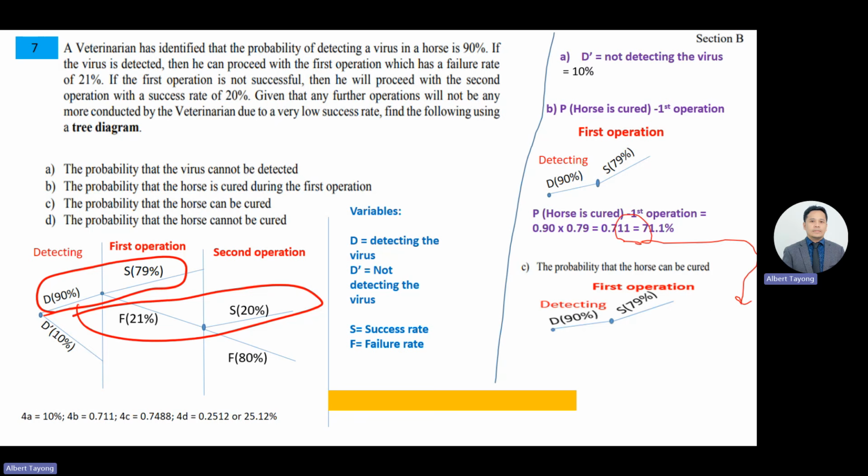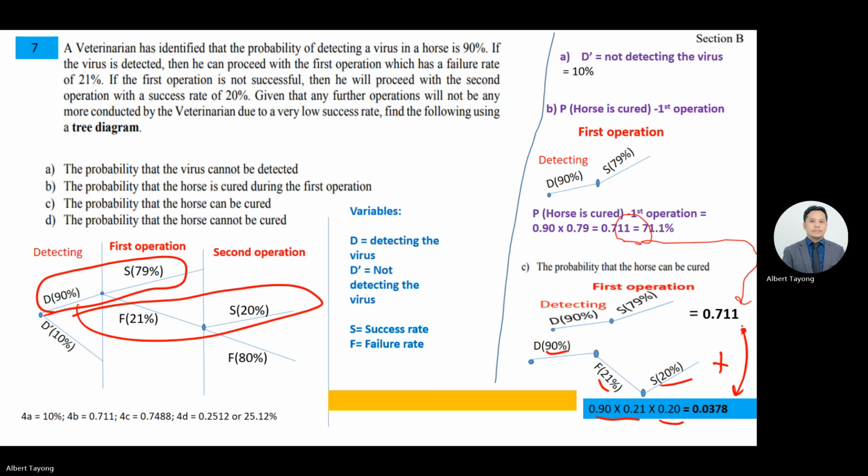The first one we already calculated, that is 0.711. For the second possibility, that's 90% detect, failure in the first and succeed in the second operation. So we multiply 0.90 or 90%, 0.21, that's 21%, and 20%, 0.20, that is 0.0378, and add these two. So the value is 0.7488, or that is 74.88%.